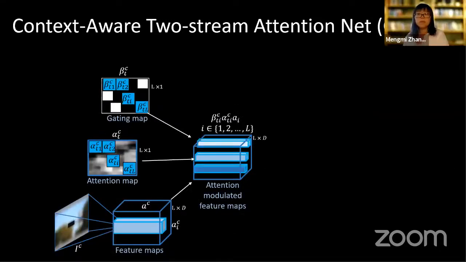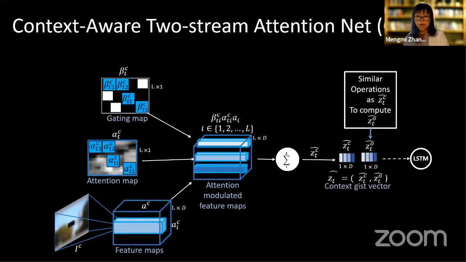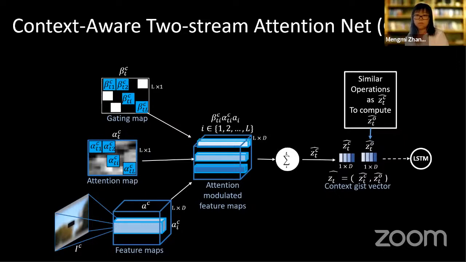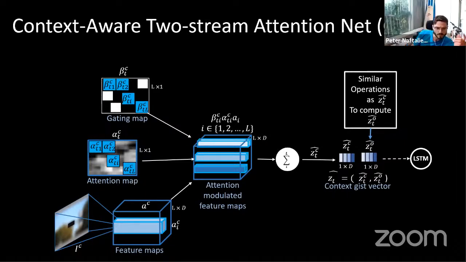That's right. So then I'm getting this attention-modulated feature map, and I'm feeding this to the LSTM. The feature map attention model is a 1 by D, and you have L locations, so it's L by D. And then again, you're using the attention map from the previous step, and you have the gating map also from the previous step. Both of them were calculated there. And then you have an attention-modulated feature map; you combine all of them together.